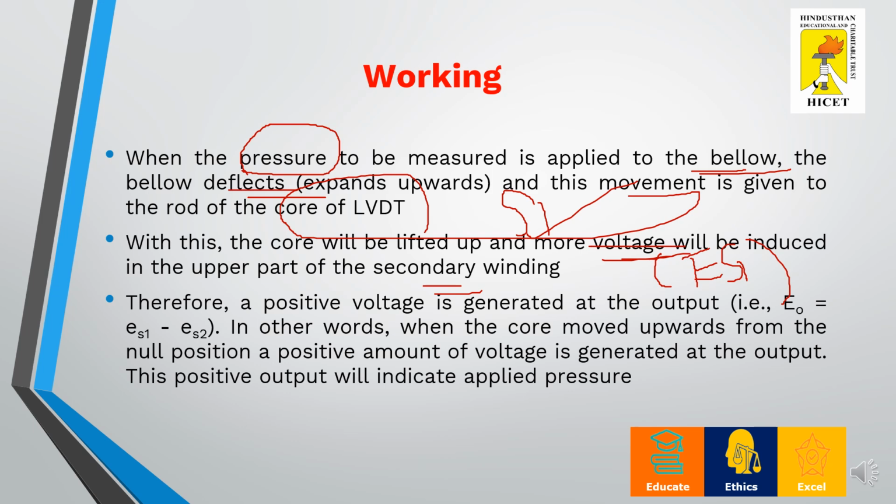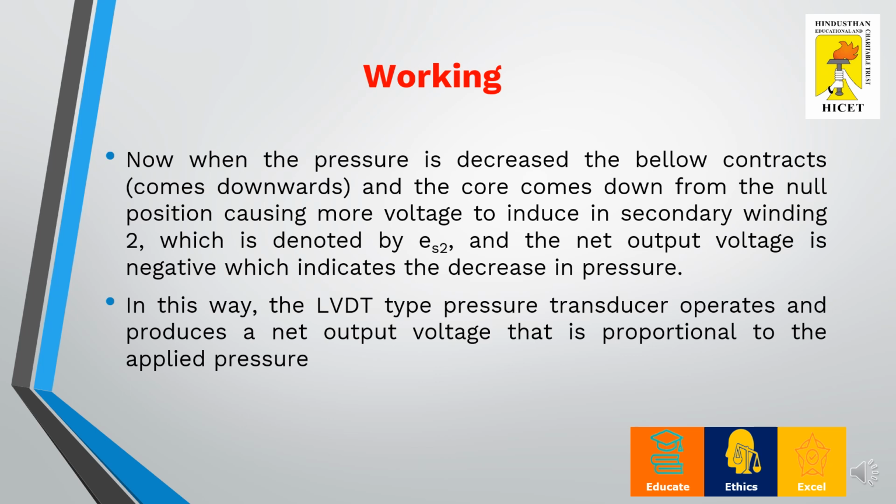In turn, whenever the bellow decreases, the core moves down, which means it is associated with the secondary winding S2. So ES2 is greater than ES1. In this way, this LVDT type pressure transducer operates on an output voltage, and this output voltage is proportional to the applied pressure.